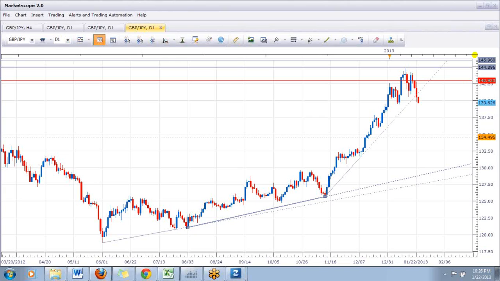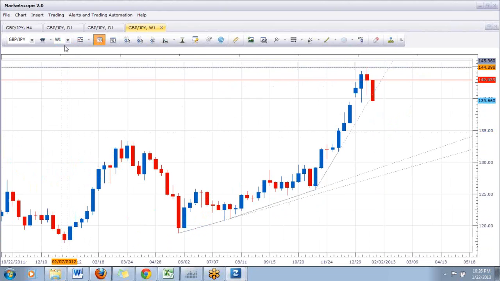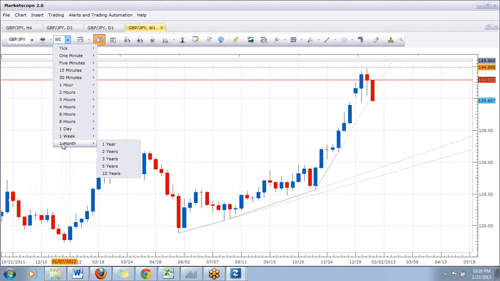And the reason for it, bigger time frame still dictating very bullish. So there's no sign of weakness. Let's look at the monthly.